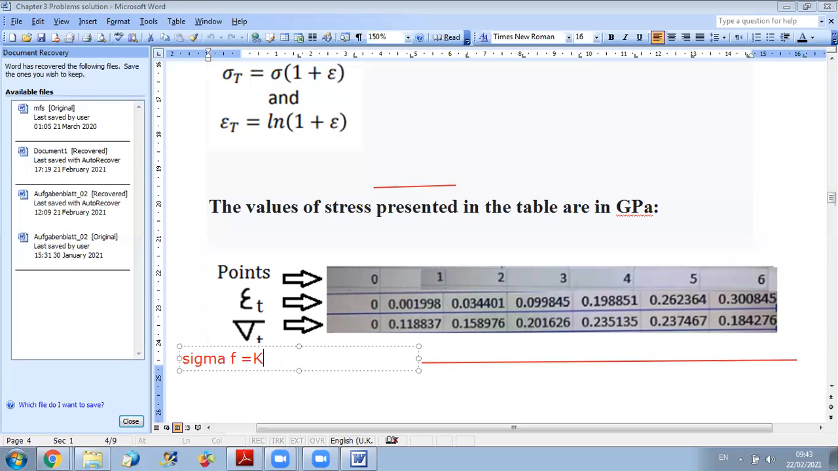Sigma is equal to K epsilon to the exponent n. And epsilon, of course, is epsilon true. Already we have calculated K and n in the previous step. So we can take the average value since we have considered several combinations of points. Then we take the average value for K and n, and we replace them in this formula to find sigma flow for the different points from point 0 to point 6.